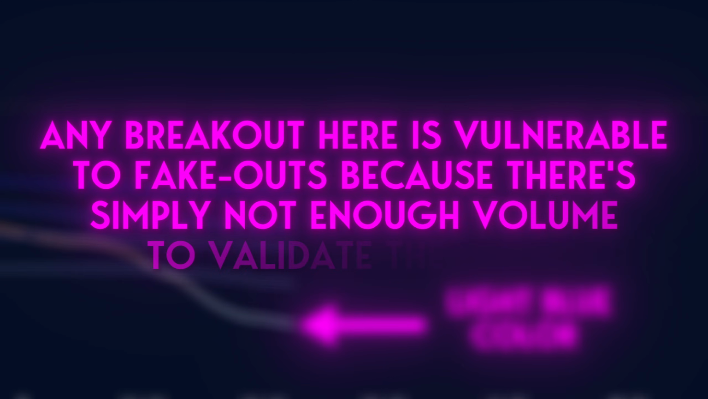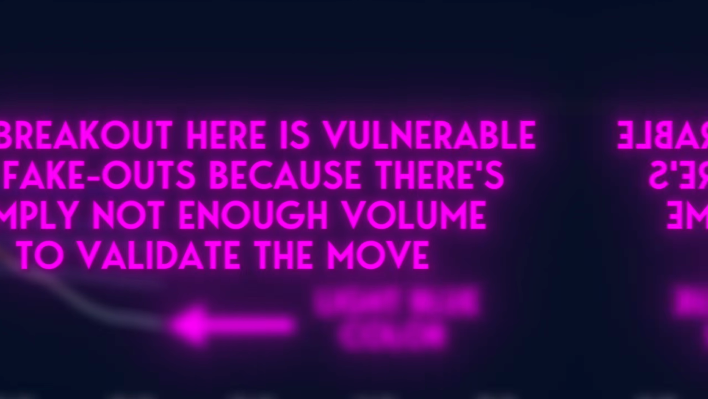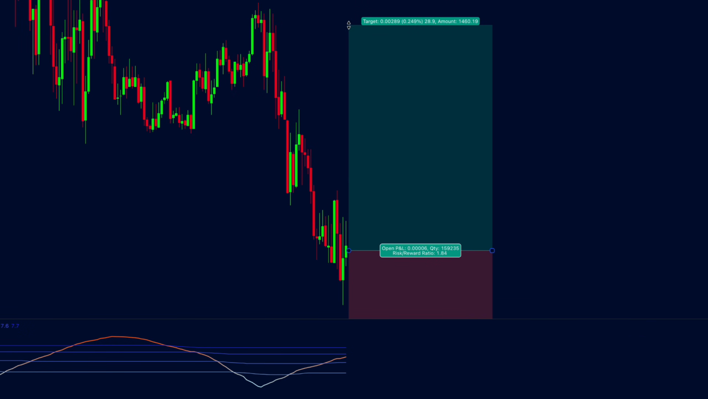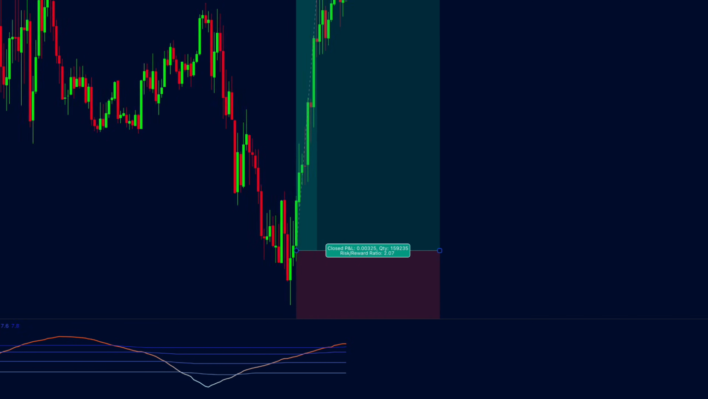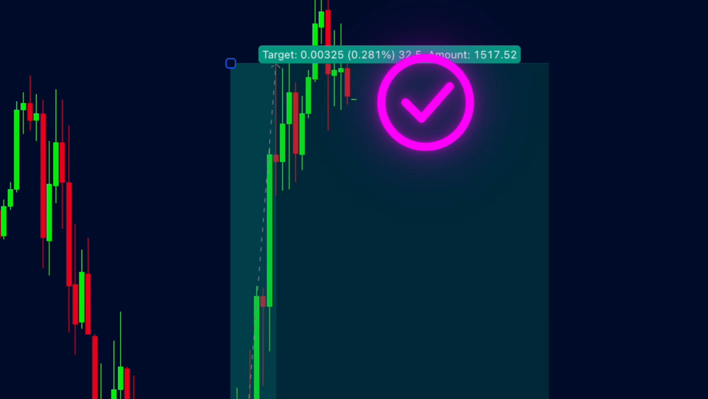Any breakout here is vulnerable to fakeouts because there's simply not enough volume to validate the move. The rule is simple: don't ever trade momentum and breakouts unless the activity line is above the 60th percentile. This one filter alone will save you from countless low liquidity traps.